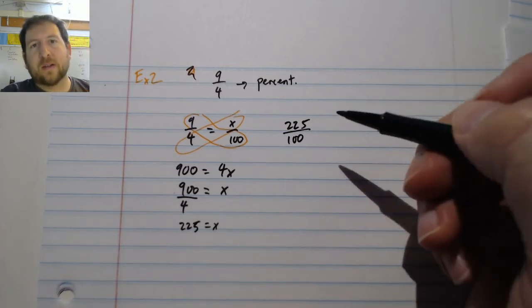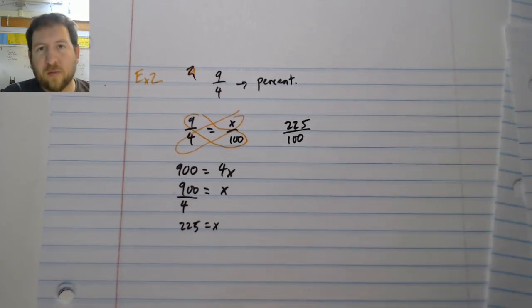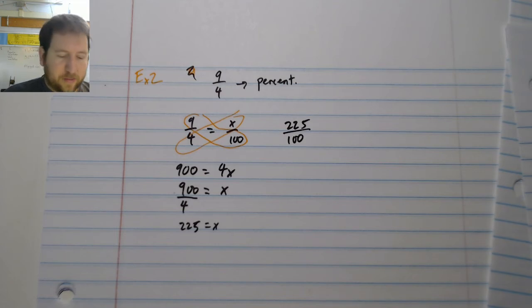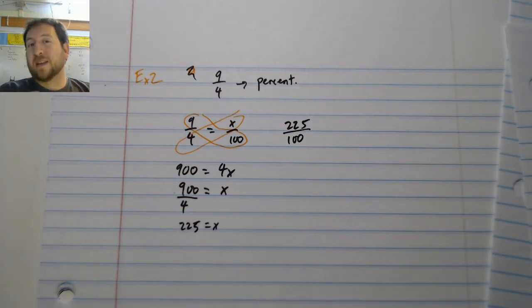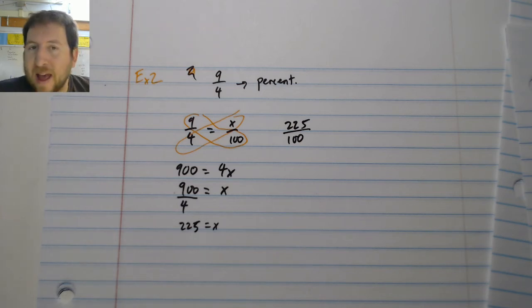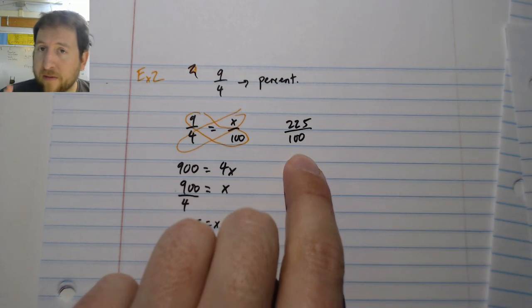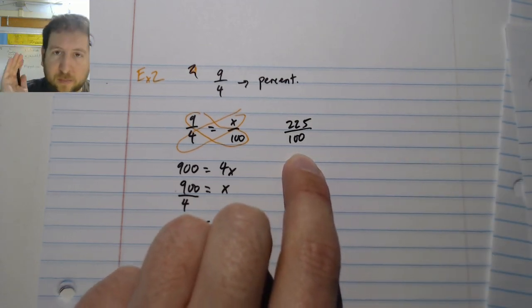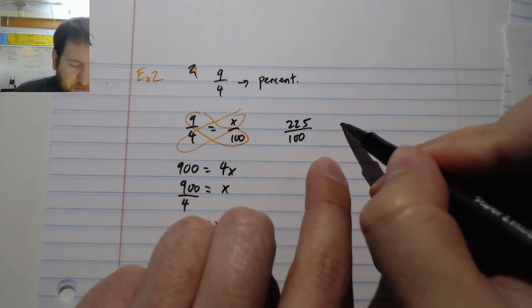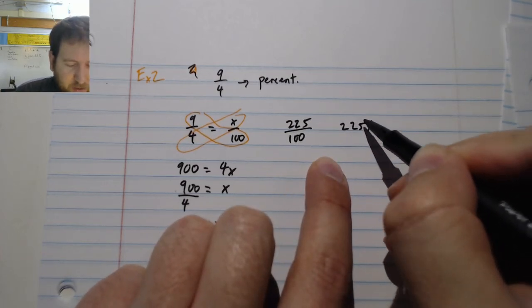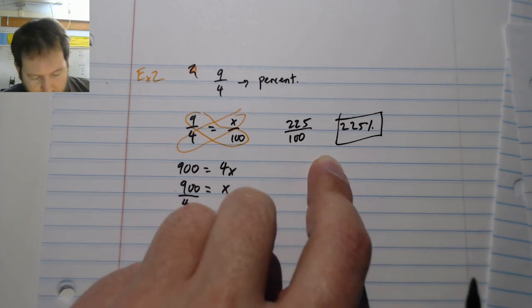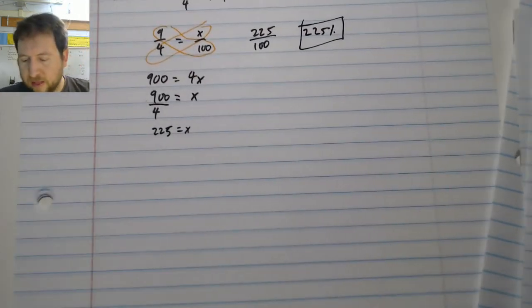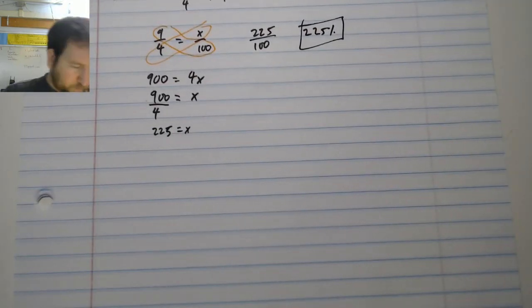Now what's a little weird here is my numerator is larger than my denominator. But that's totally fine. That doesn't matter because there's nothing about my fraction definition that depends on the size of the numerator. All it says is whatever my denominator is, if it's 100, the top is the percent. So I can just take this and write 225%. Good to go. Okay, one more example, and then we will be done.